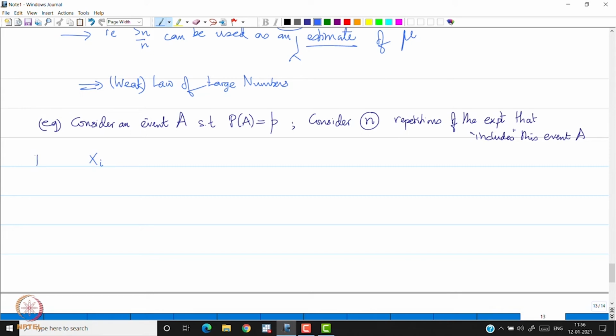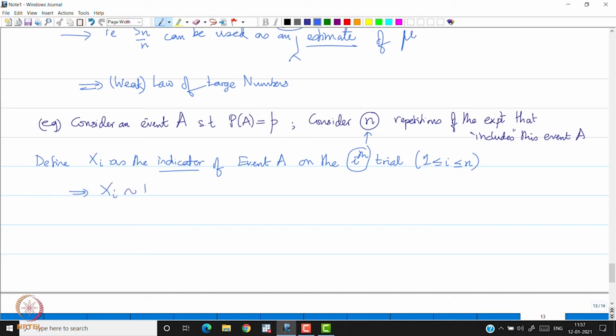So we will now define xi as the indicator, which means 0 or 1, of event A on the ith trial, the ith out of n trials. So i can be any number from 1 to n. So xi is the indicator of the event A on the ith trial, and so xi obviously is Bernoulli with parameter small p. In other words, that is the probability of xi taking the value 1.